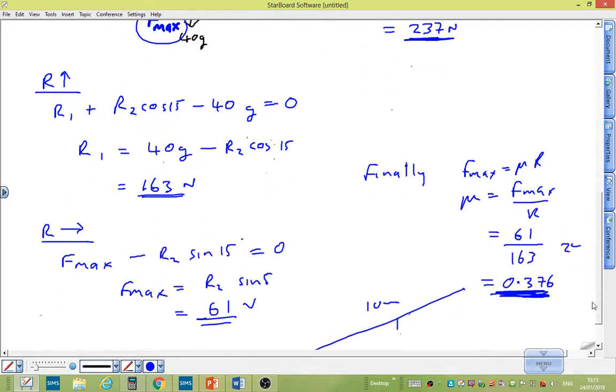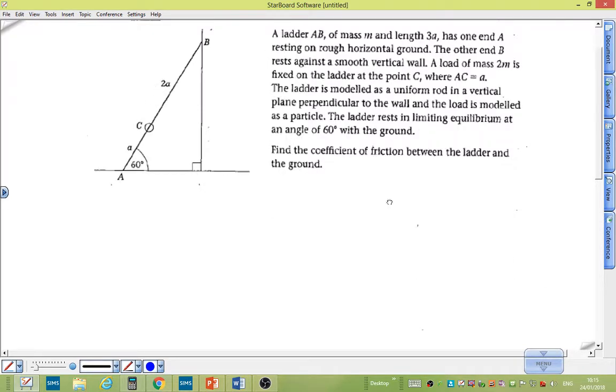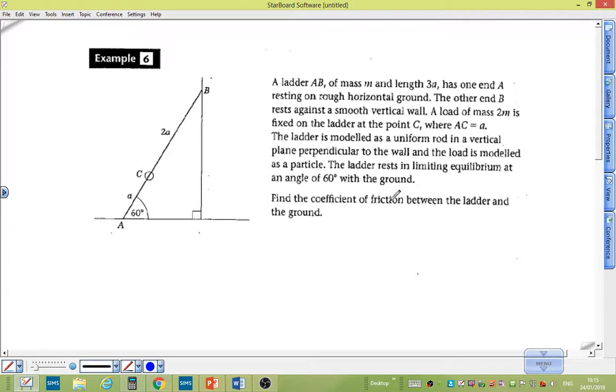Okay, so we've got over the page, example 6. Right, a ladder AB of mass M. It hasn't said it's uniform yet, so we can't assume it's uniform. So a ladder AB of mass M and length 3A has one end A resting on a rough horizontal ground. Well, as soon as it says rough, I'm going to say that that's going to want to slide away. So stopping that sliding away is the friction.